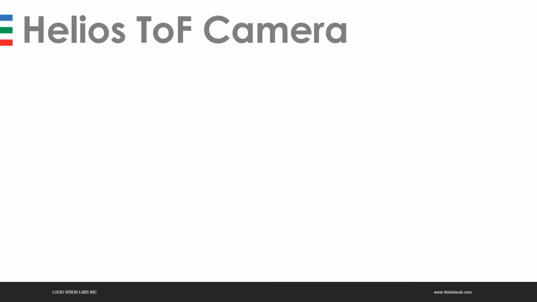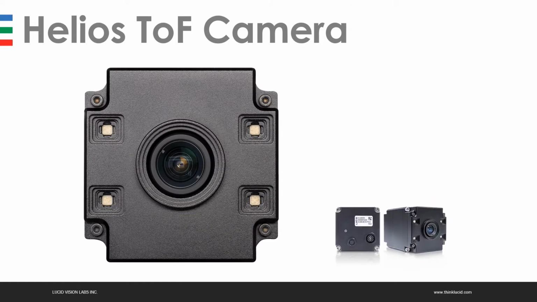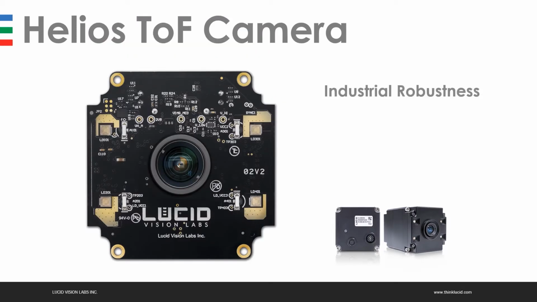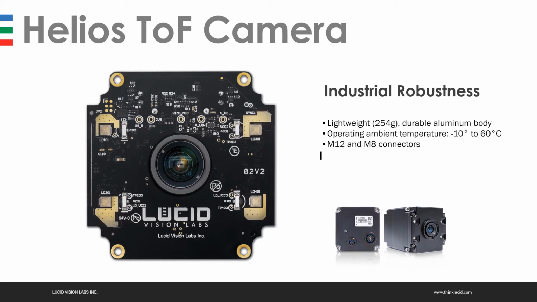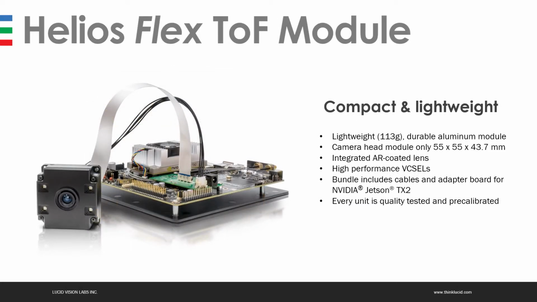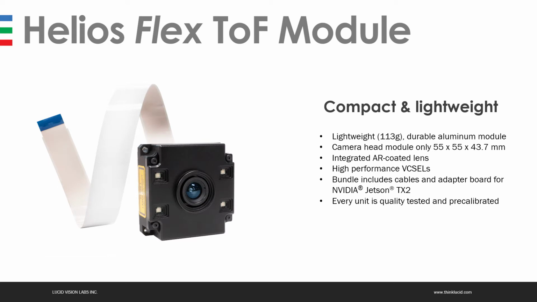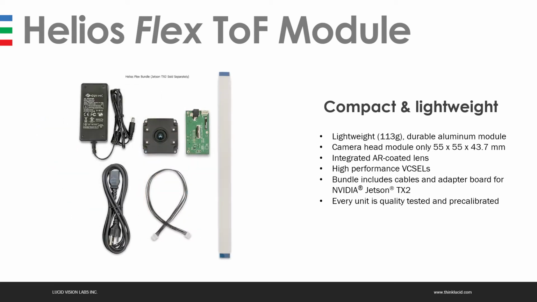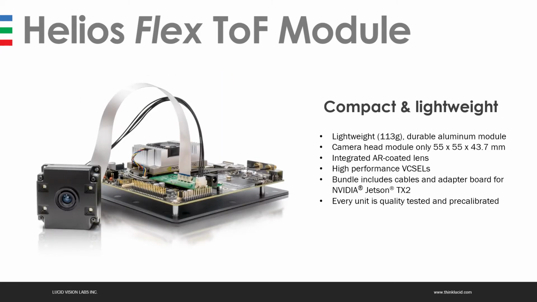We're highlighting this sensor because, as mentioned earlier, this is what we use in our Helios 3D ToF camera. We've integrated this sensor into an industrial robust camera that's compact and lightweight. It has a wide ambient operating temperature, secure M12 and M8 connectors, an integrated AR-coated lens, and is paired with high-performance VCSELs which are eye-safe certified. Each unit is also quality tested and pre-calibrated. For those looking for an embedded solution, we also offer the Helios Flex camera module. It has many of the same features as a regular Helios camera, but is smaller and lighter and is designed to take full advantage of NVIDIA's Jetson TX2 embedded platform.